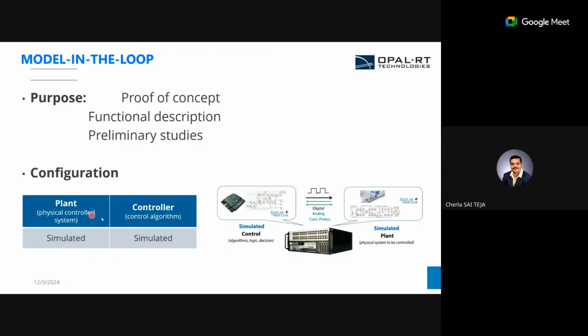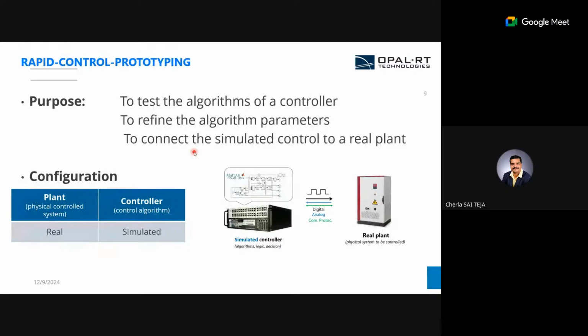So here both plant and controller are simulated. This will help you to understand the functionality description, and we can call it a preliminary study. Once this is done, depending on the availability of the physical system, we can either go for rapid control prototyping or hardware in loop simulation.